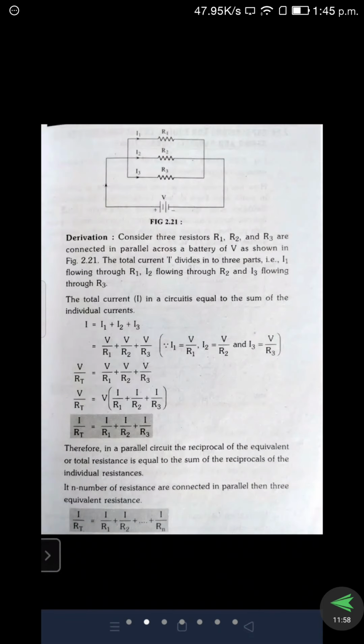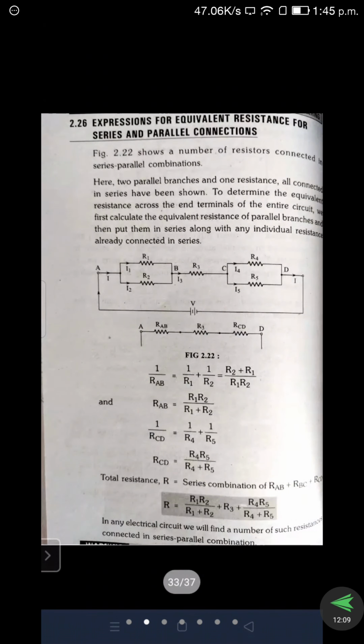For n resistors, 1 by R1 plus 1 by R2 plus 1 by R3 up to 1 by Rn. So these are the two formulas we are using. At the same time, we discussed that if, for example, 2 resistors are connected in parallel, to determine R equivalent, it is R1 R2 by R1 plus R2. That is one of the formulas we are using for 2 resistors.